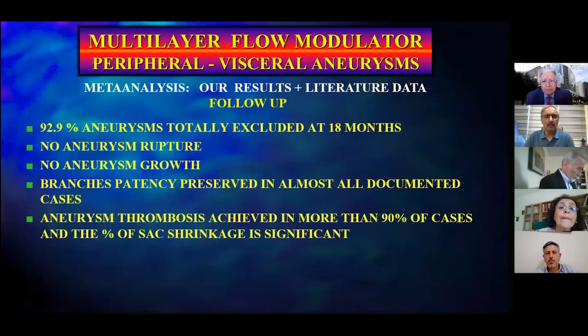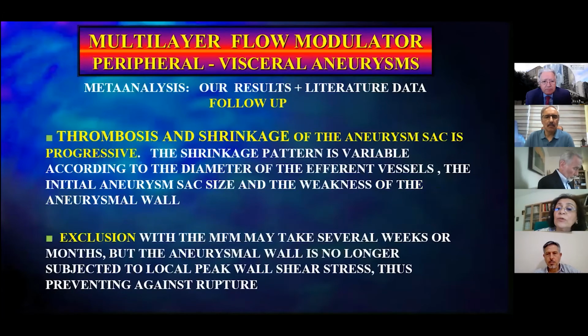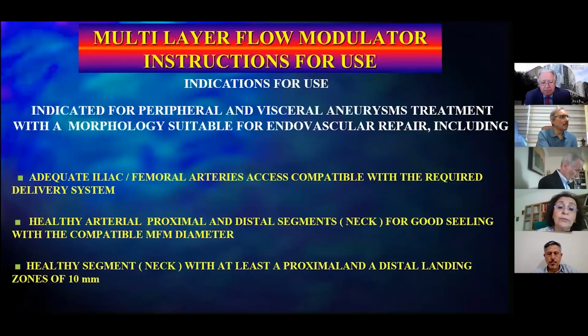In the follow-up, we noticed 92.9% of aneurysms totally excluded at 18 months, with no rupture, no growth, and the branches remained patent. Aneurysm thrombosis was achieved in more than 90%. In the follow-up, thrombosis and shrinkage of the aneurysm are progressive, and the exclusion could take several months, but the wall is no longer under pressure after the implantation of the MFM.